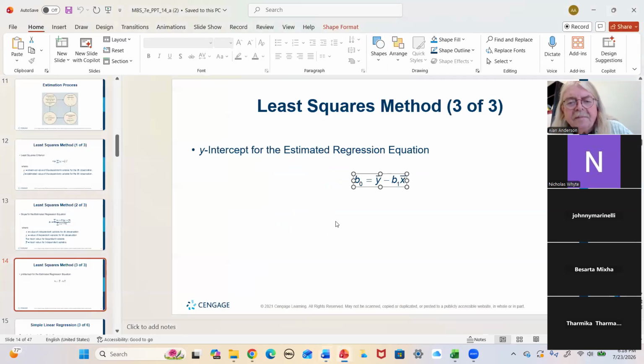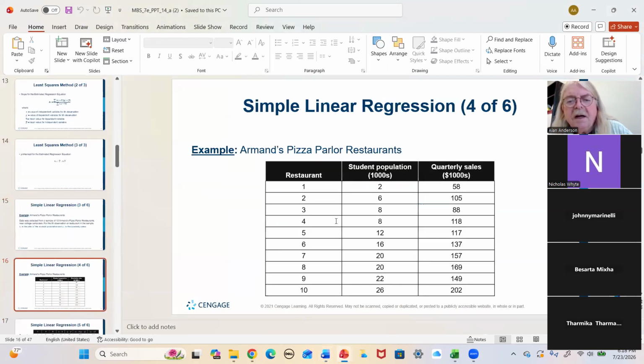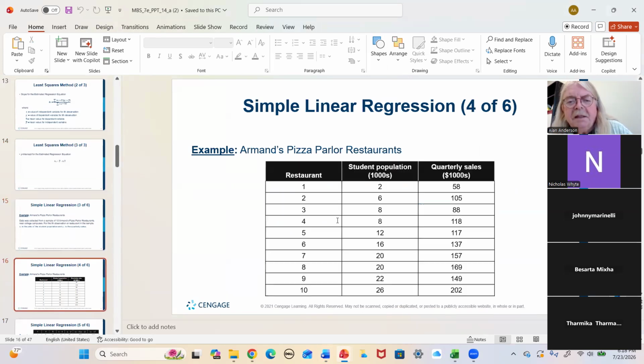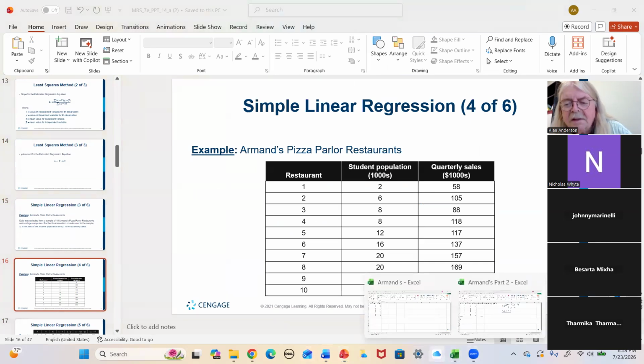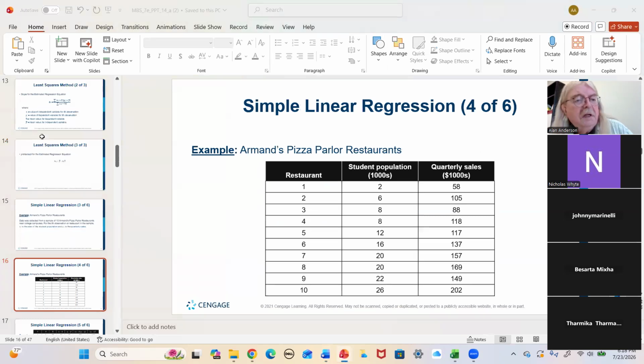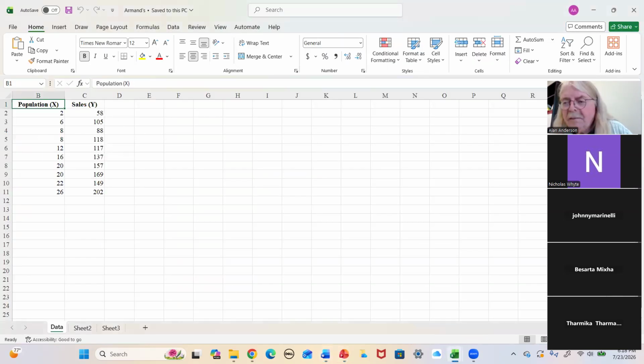Well, anyway, here's Armand's Pizza. And actually, let me just see what's in this Armand's number one. Okay, well, here it is right here. We may want to start working on this right away.